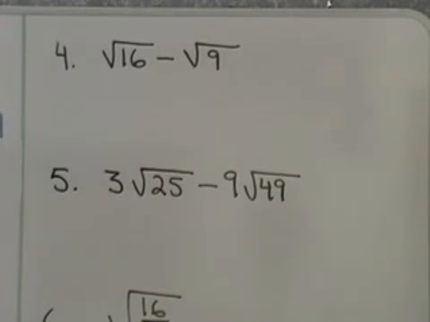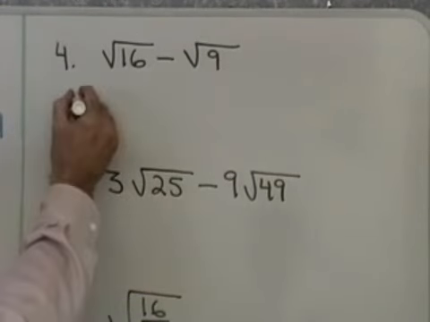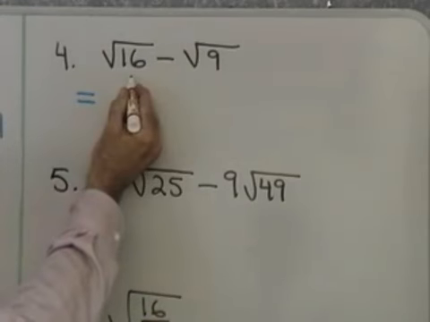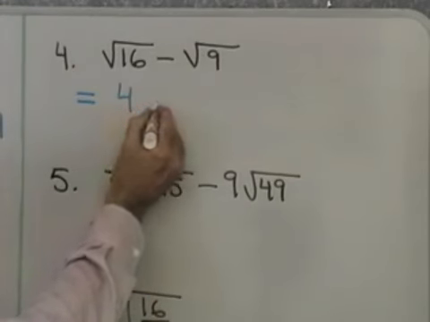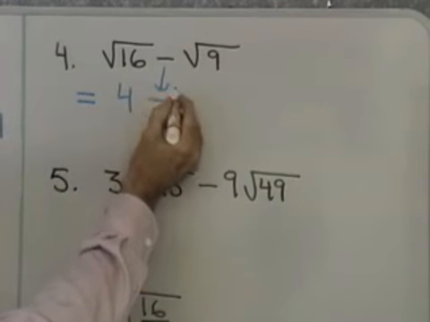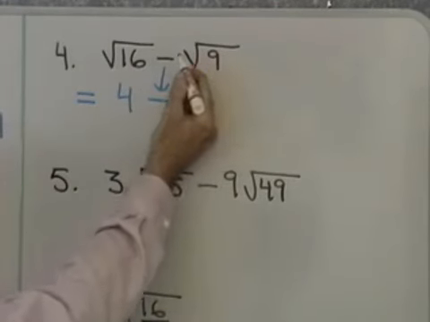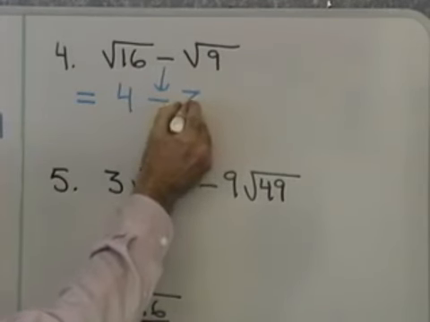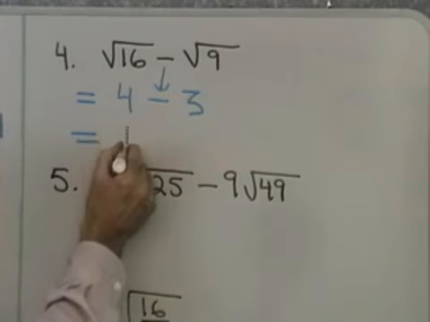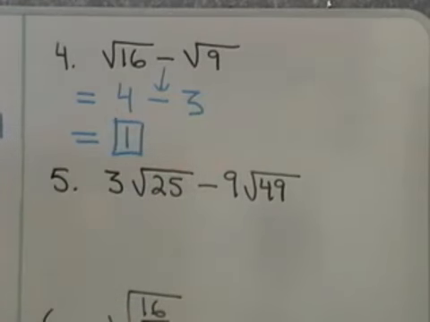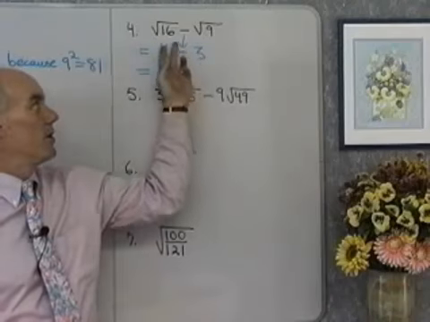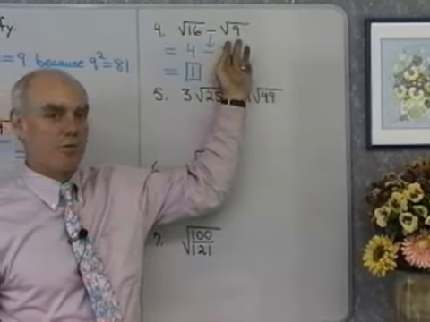Let's try another problem similar to that. Square root 16 minus square root 9. This is the positive number I square to get 16. That's 4. Minus, that's that subtraction sign, the positive number I square to get 9, which is 3. 4 subtract 3 will be the number 1. So a nice simple problem here, just using the definition for these square roots.